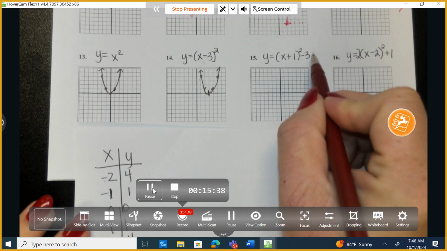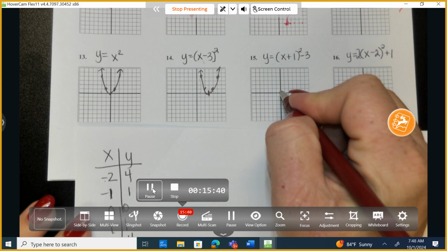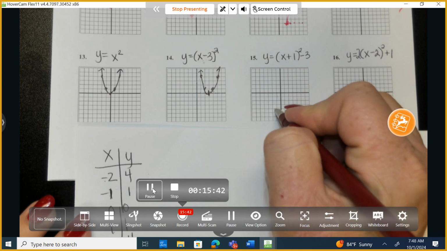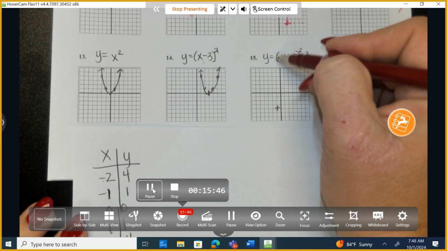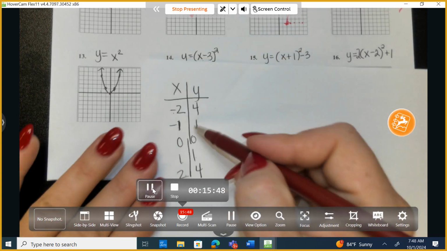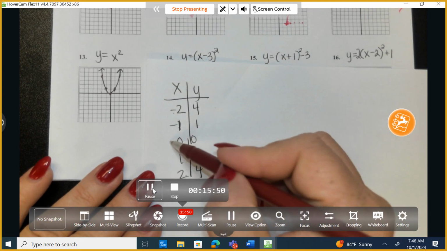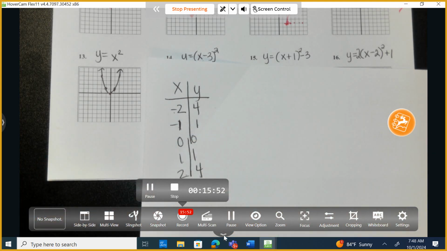Horizontally, it lies to me, it tells the truth for the left 1 and down 3. And this is going to be my new origin. There's no number outside other than a 1, so multiplying by 1 doesn't change any of the y. So this is my origin, 0, 0.